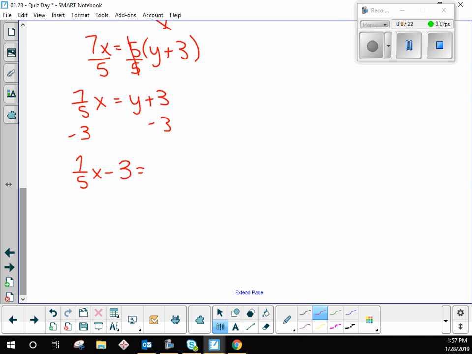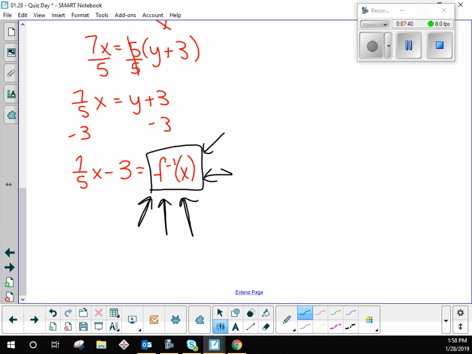And instead of putting equals y, what am I going to put here now? The inverse notation, okay? And I will circle it if you don't, because we're practicing this specific skill this unit. I want you to have this in your answer. Will I circle it if you don't? Yes.